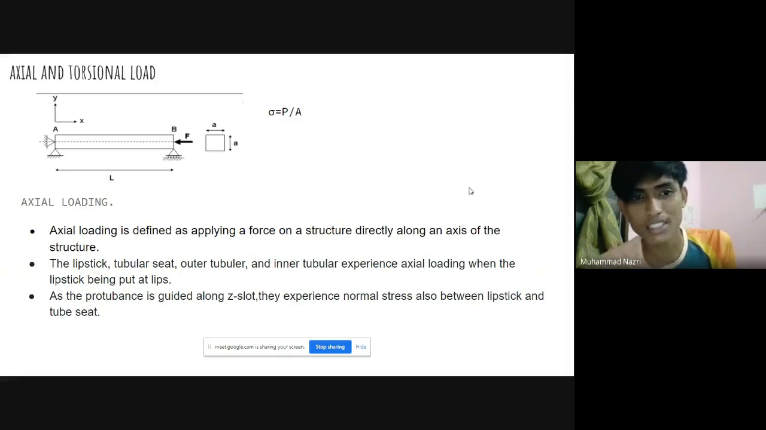So at the lipstick, the tubular seat, the outer tubular and the inner tubular will experience axial loading or normal stress when the lipstick is being put on the lips. So all the components will experience axial loading. Another one, when the protuberance is guided along the Z slot, they will experience normal stress. Also, normal stress happens between the lipstick and the tubular seat. So next slide.